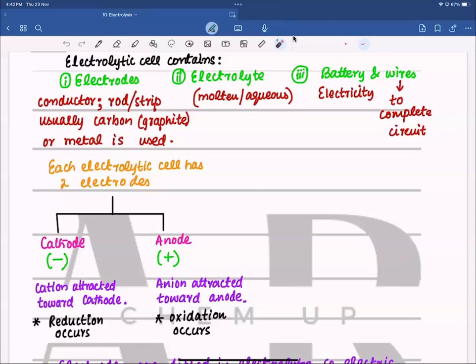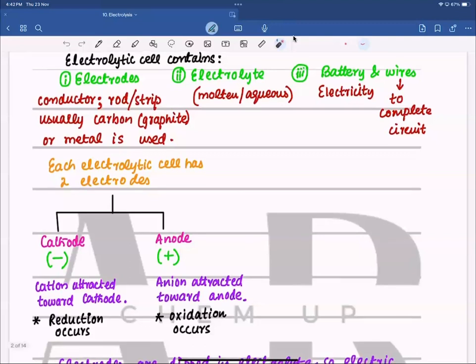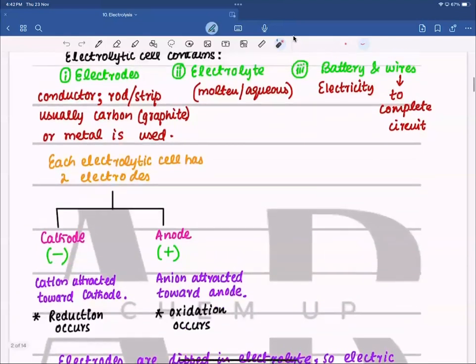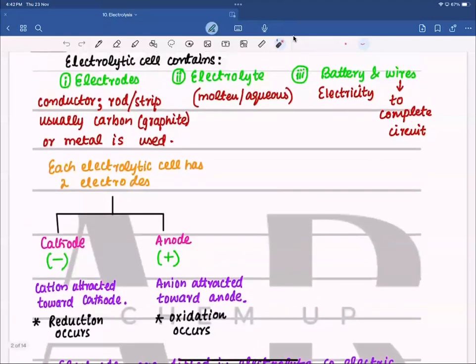Okay, yes, everybody is completed till here? Yes, Safwan, Aisha, and Khadija. What do we do with the electrodes? What is the state of electrodes? Electrodes are basically two rods or strips which are connected to the battery, so they are solid. And in which state does the electrolyte exist? In the liquid or molten state.